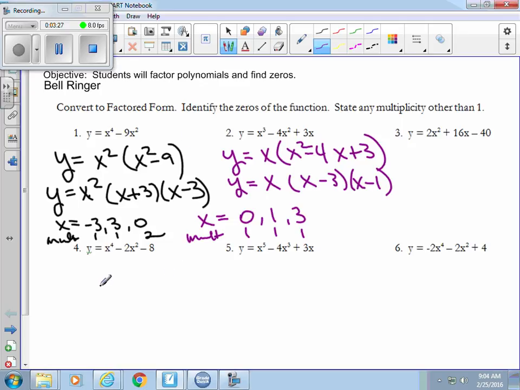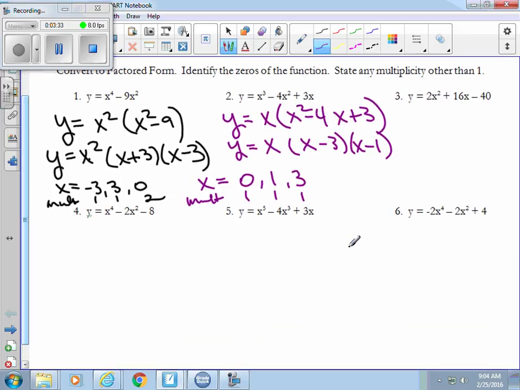If y'all are okay with it, I'm only going to do one more from this slide. Is that okay? I think number 6 maybe, because it has that -2 in front. But what can I do with the -2? Factor it out. Factor it out.